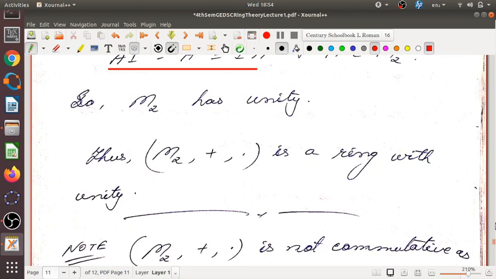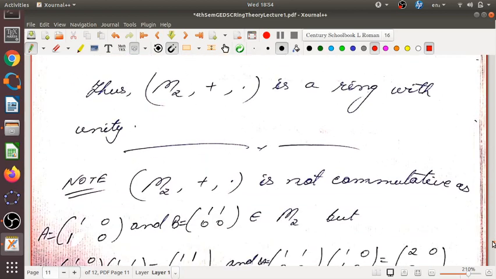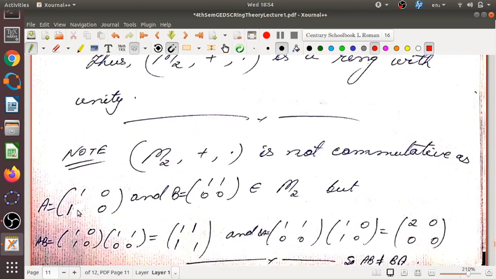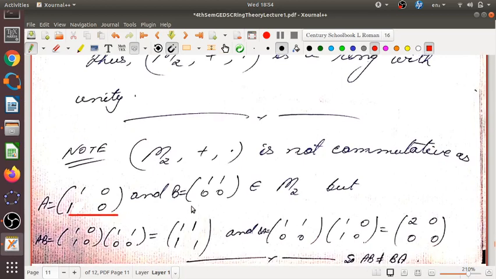Yeah, but it's not commutative. It is not a commutative ring. Why? Because matrix multiplication is not commutative. Matrix addition is commutative, but if you multiply two matrices, the order is important. AB may not be equal to BA. In some cases it is equal, but in general AB is not equal to BA. So you can consider these two very simple examples. A is [1 0; 1 0], B is its transpose. So even A and A transpose may not commute.